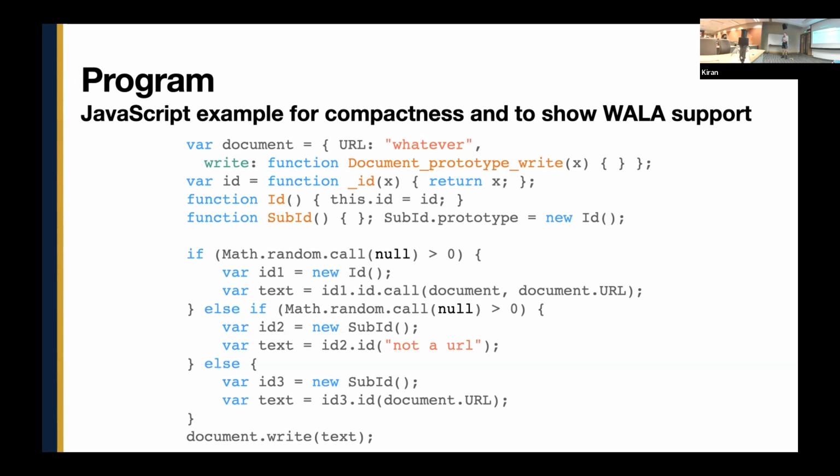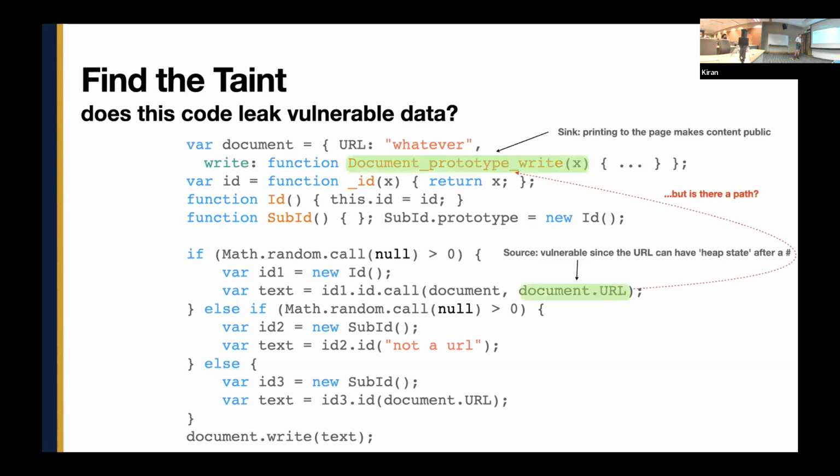And probably if you write JavaScript, you've been told not to do that without checking a little bit about the URL and see where people are corrupted, but who knows what it's basically. So, and this is basically, does this code leak vulnerable data? So we're printing to the screen, that's potentially a leak. We are reading document or URL.